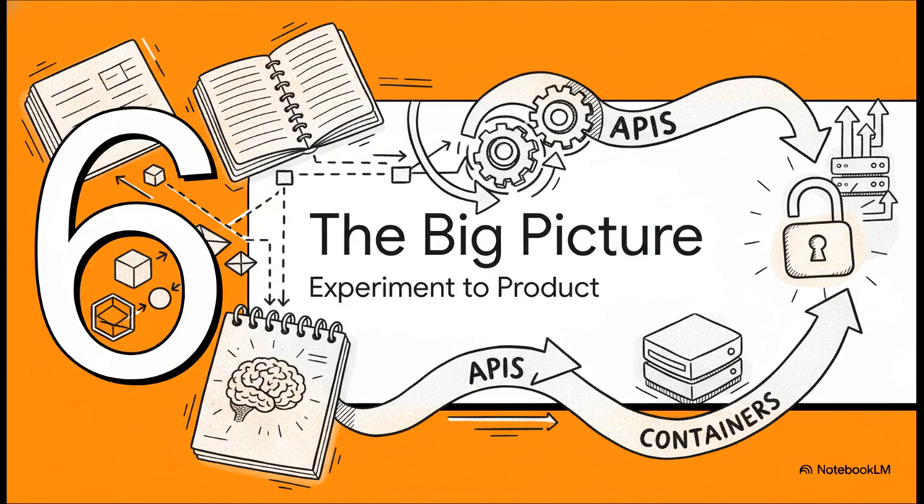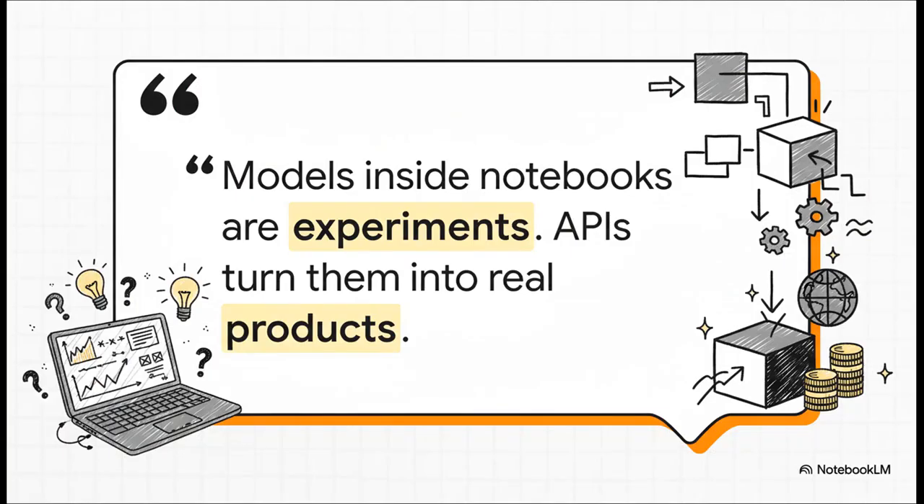We started with an experiment, an idea, totally trapped inside a notebook. But by wrapping it in an API and putting it in a container, we've completely unlocked its potential. And this really just says it all, doesn't it? Models inside notebooks are just experiments. It's the API that turns them into real products. It's that final, crucial step that transforms a piece of research into something valuable that can plug into the rest of the world and actually make an impact.